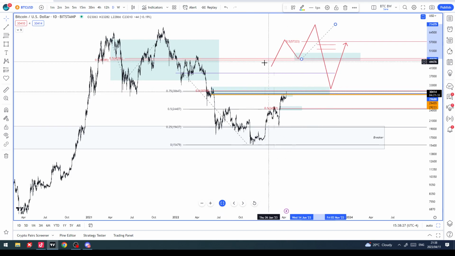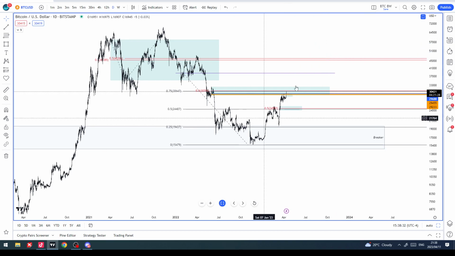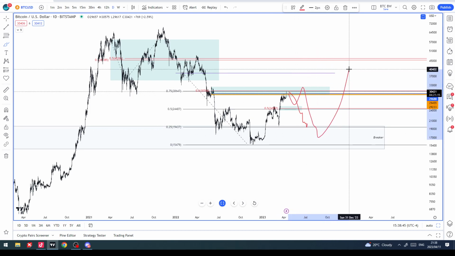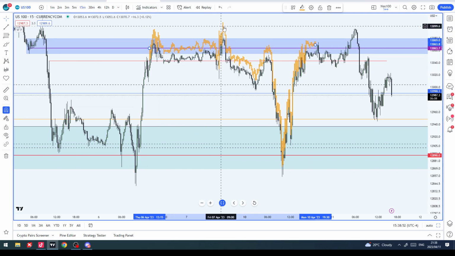That puts us at 46K. I'm not sure if we get to 46K in this model, but if it wants to go to 46K, I don't think it just pushes straight up. We're going to get a situation where we eventually do something like that, even lower, and then push up. Now, if you don't believe that price can deliver like that, then let's look at another model quickly.